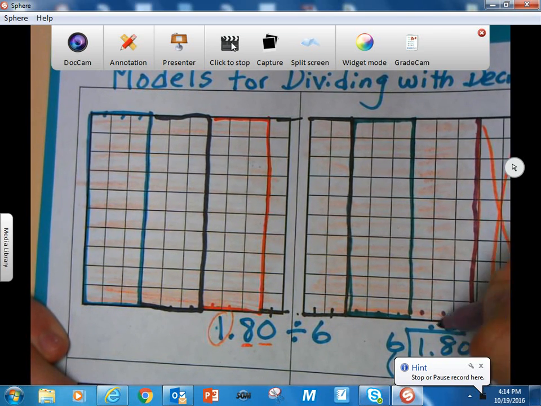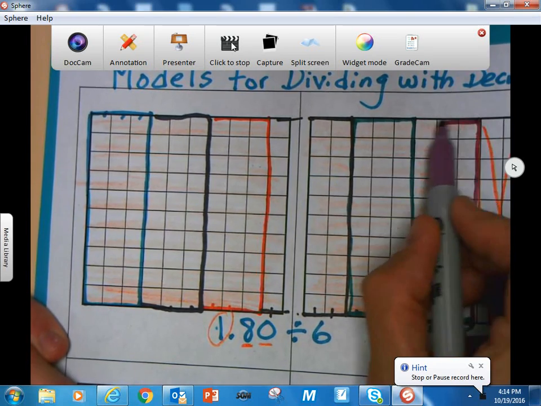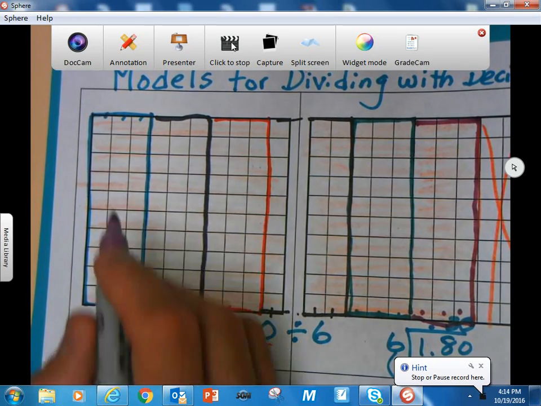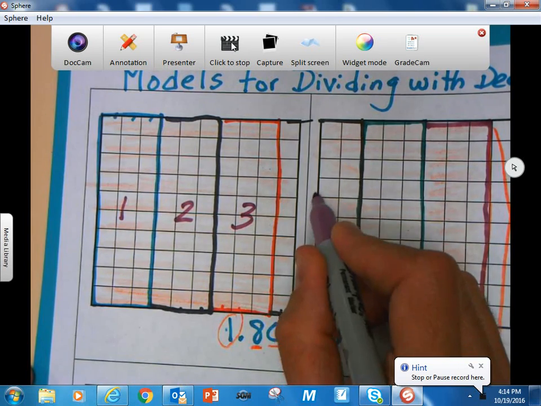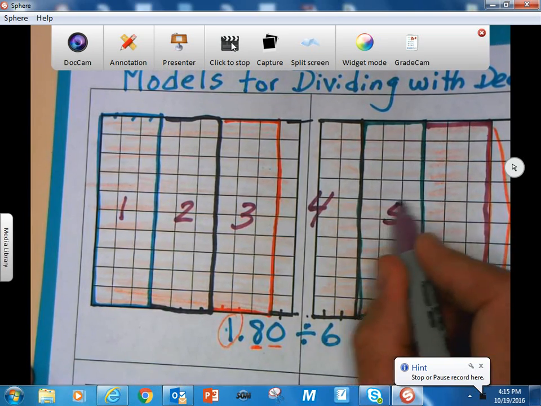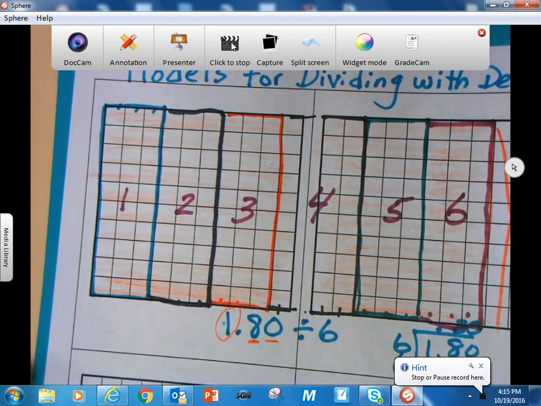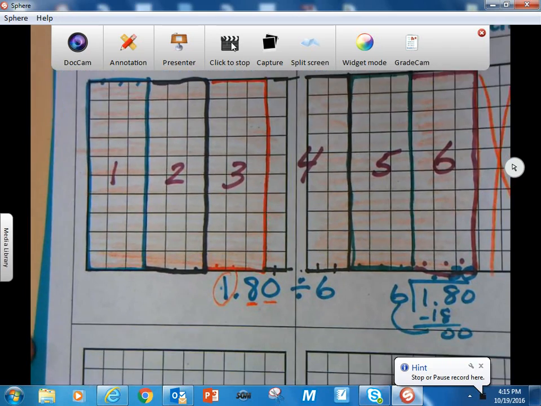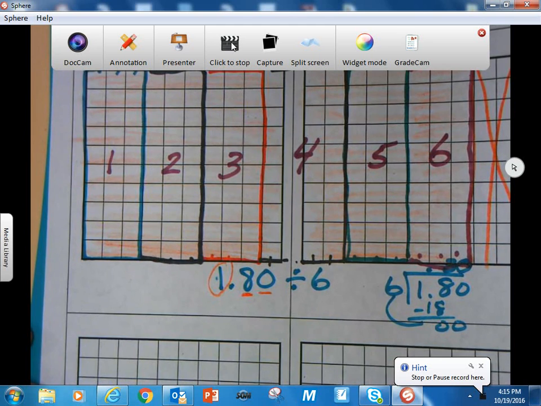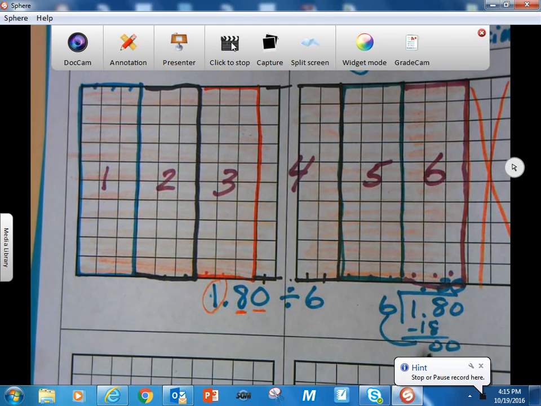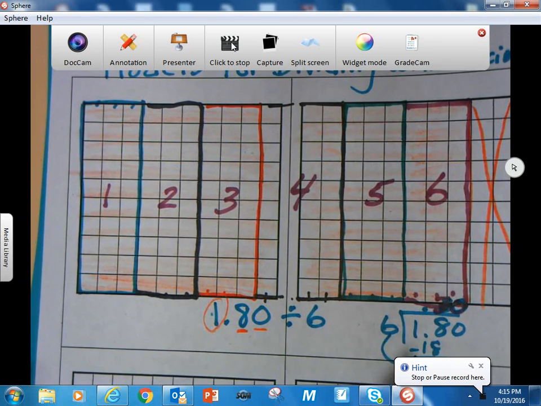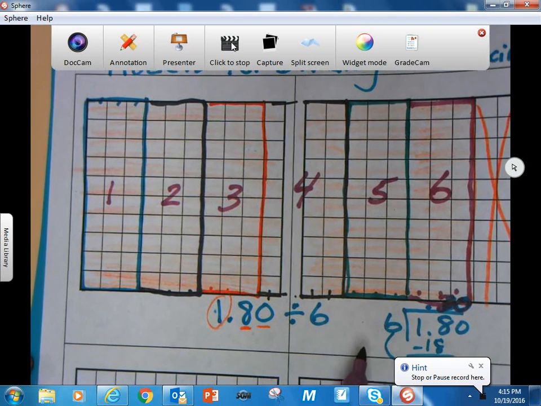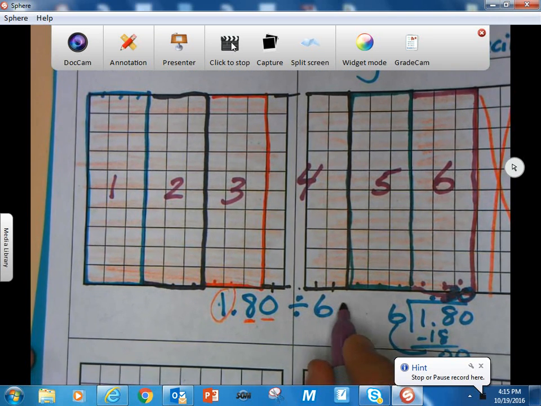So I've now broken my 1 and 80 hundredths grid into 6 parts. I have 1, 2, 3, 4, 5, 6. And I did the simple equation using the traditional algorithm as well to show my 30 hundredths. 1 and 80 hundredths, or 1 and 8/10, divided into 6 parts equals 30 hundredths.